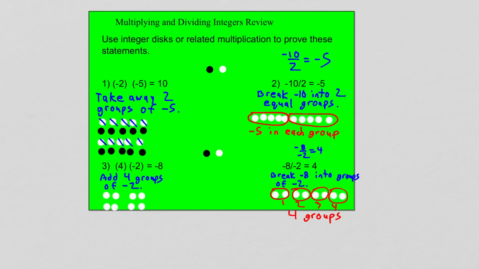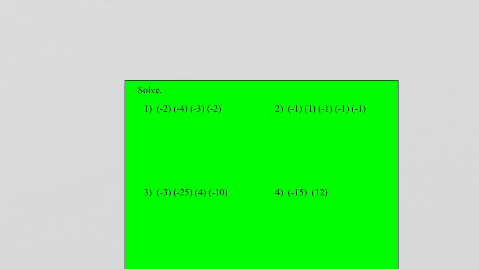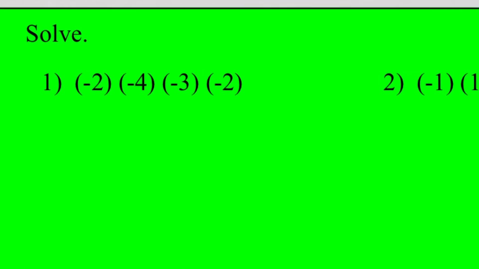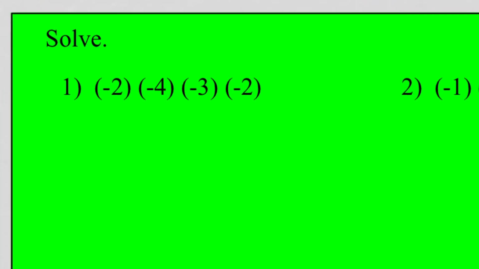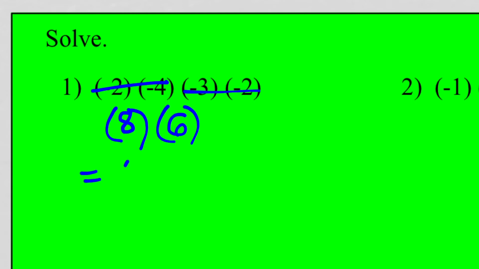So that's one of the things you have to be able to do in the test is prove certain kinds of questions are true. Now, the next thing you need to be able to do is just simply find the answers. So you have to be able to multiply groups of integers. When multiplying groups of integers, remember to do pairs at a time, right? So on number 1, -2 times -4 would be +8. And -3 times -2, +6. And then that would be 48. And you can do any pairs that you want, right?